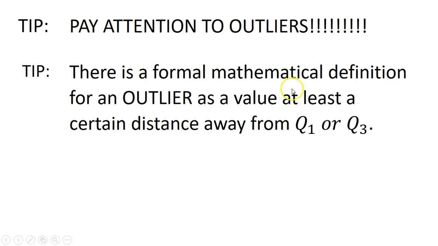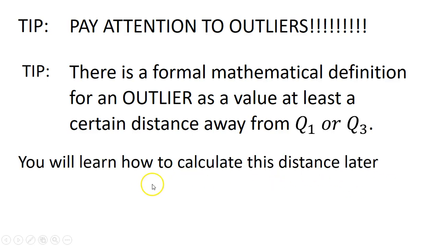There is a formal mathematical definition for an outlier, which we will eventually get to, as a value at least a certain distance away from the first quartile and the third quartile. We will eventually get to those. And you can definitively see if something is an outlier. Oftentimes people see a data point way far out there and instantly say, well, that's an outlier. It might not be an outlier. It might be far out there, but it might not be an outlier. And we will learn how to calculate this distance later.